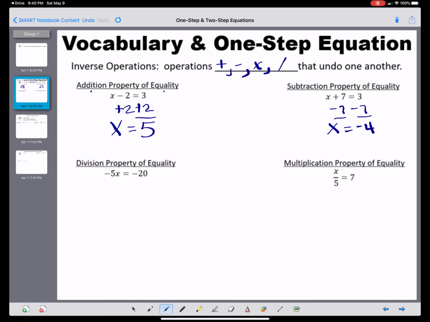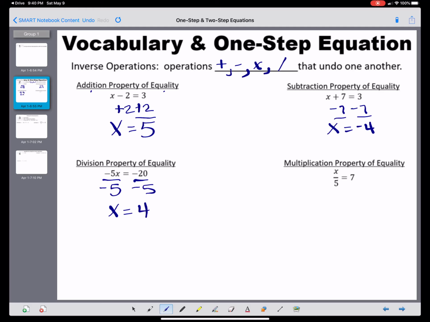Okay, division property of equality. I need to divide in order to solve this one-step equation. So what I'm going to do is divide both sides by negative 5. Okay, and the negative 5's go away, and I end up with x is equal to negative 20 divided by negative 5, which is 4.